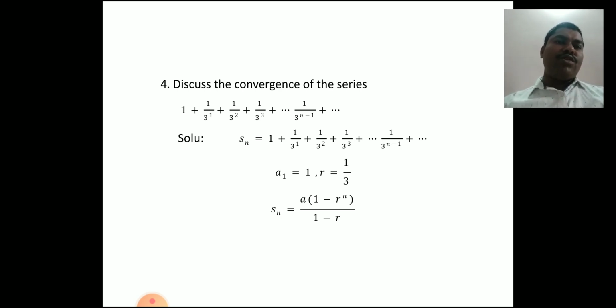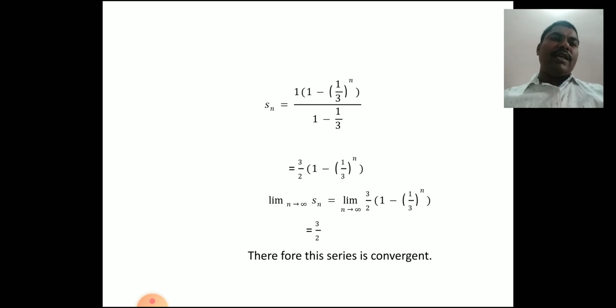So the first term is 1 and the common ratio is 1/3. So here 1/3 is less than 1. Therefore the formula is Sn is equal to a into (1 minus r^n) divided by (1 minus r). So Sn is equal to 1 minus (1/3)^n divided by 1 minus 1/3. So at the denominator 1 minus 1/3 is 2/3. So when it comes to the numerator, that becomes 3/2 into (1 minus (1/3)^n).